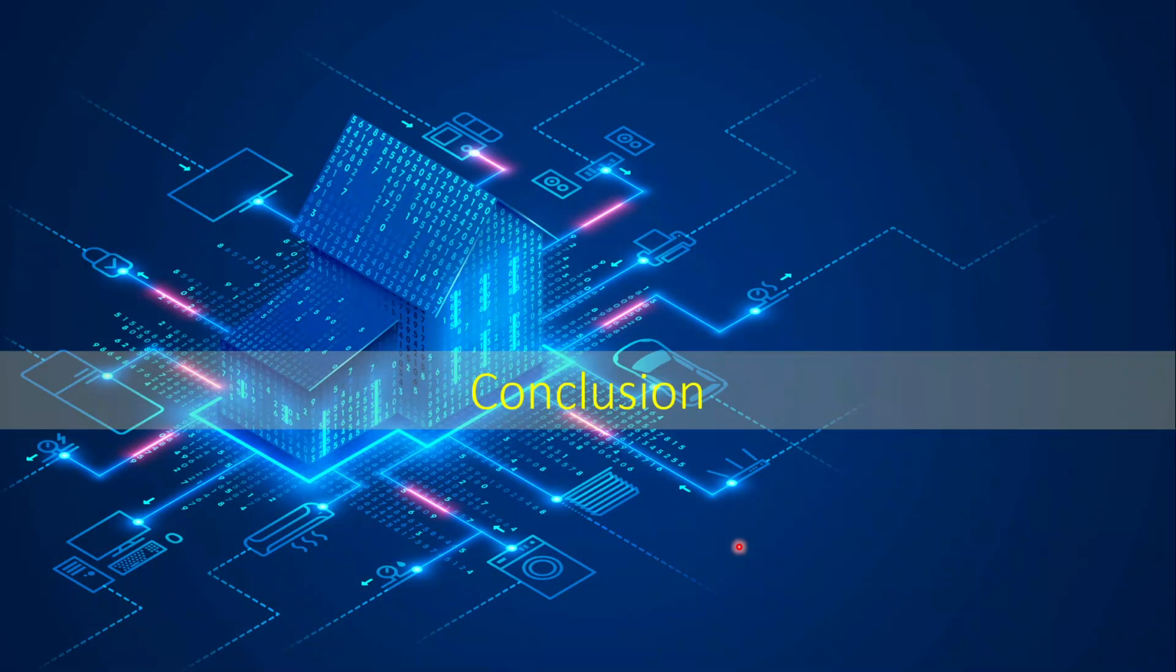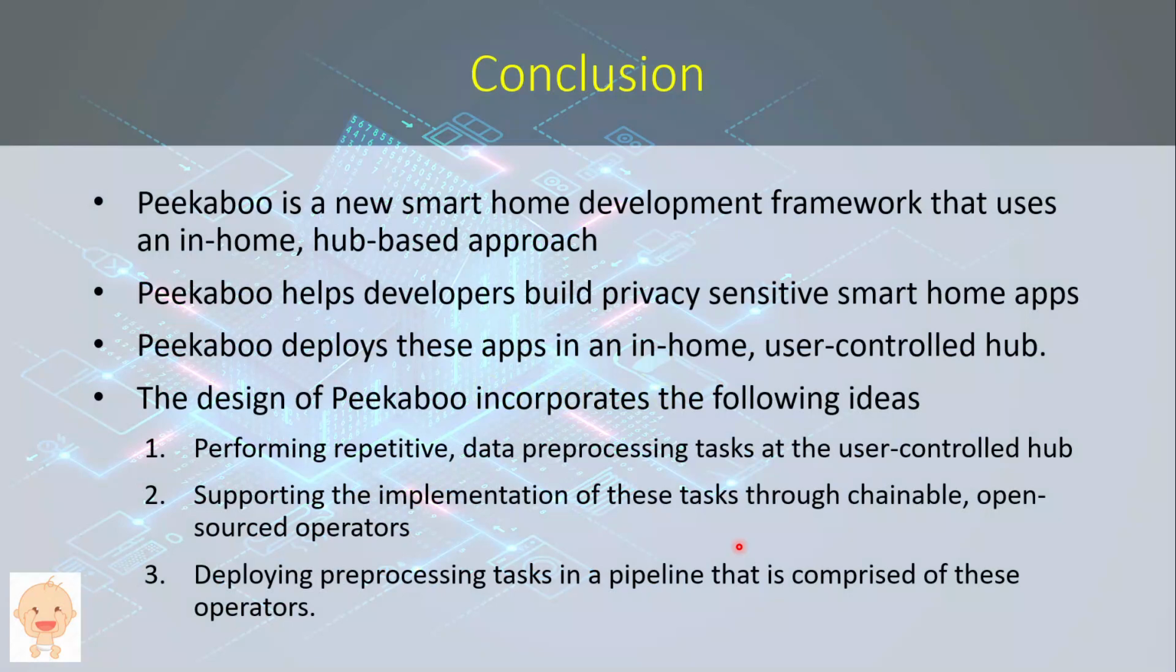So the conclusions that are presented in this paper are as follows. First of all, Peekaboo is a new smart home development framework that uses an in-home hub-based approach. It helps developers build privacy-sensitive smart home applications, and it deploys these apps in an in-home user-controlled hub. The design of Peekaboo incorporates the following ideas: the performance of repetitive data processing tasks at a user-controlled hub, supporting the implementation of these tasks through chainable operators, and deploying pre-processing tasks in a pipeline that is comprised of these particular operators.